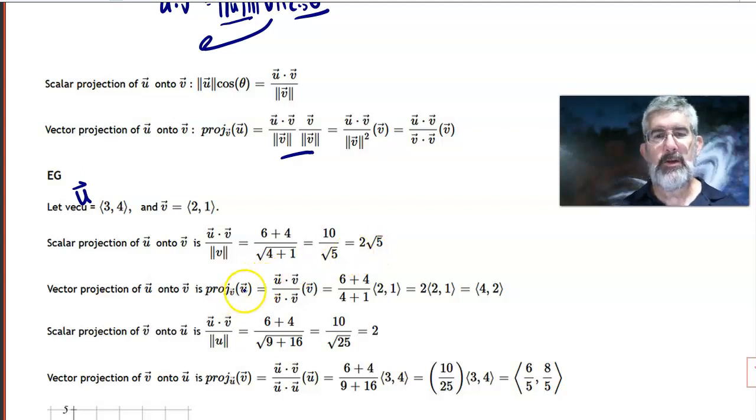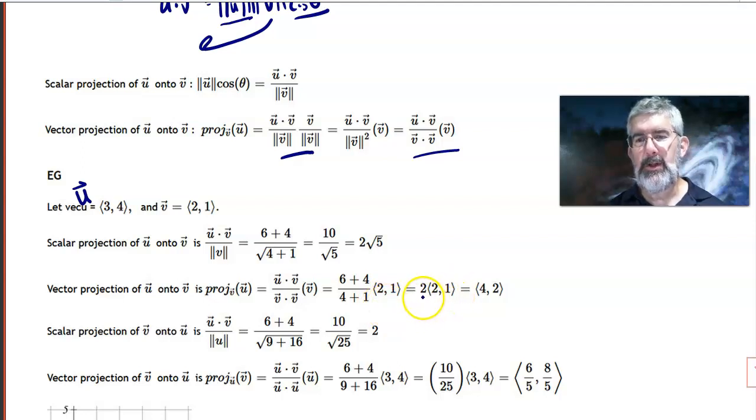The actual projection of u onto v is, and I'll use this formula here now. So the dot product is still 6 plus 4, and now the v dotted with itself is 4 plus 1, right? 2 times 2, 1 times 1. And this is 10 over 5, which is just 2. And I multiply times the vector v, and I end up with 4, 2. So the vector projection of u onto v is 4, 2.